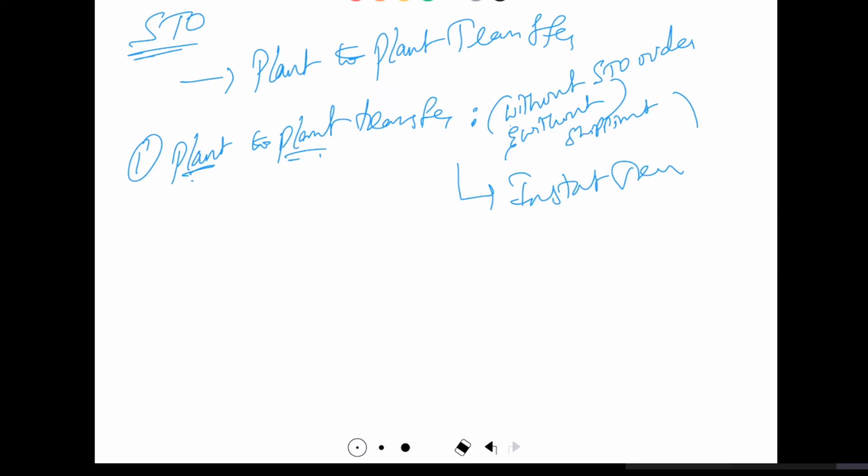So here again we have two cases. One is one step and the other is two steps. What do you mean by one step? What do you mean by two steps? One step is nothing but directly transferring the goods, like when these are side by side plants.